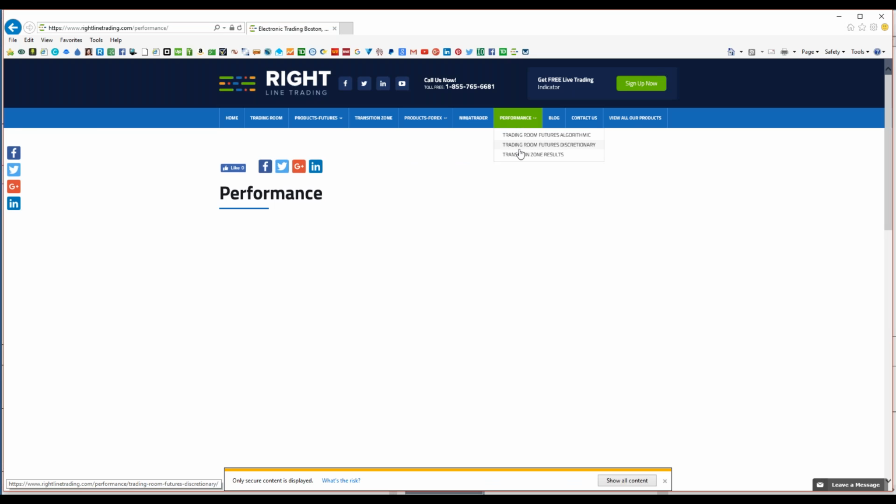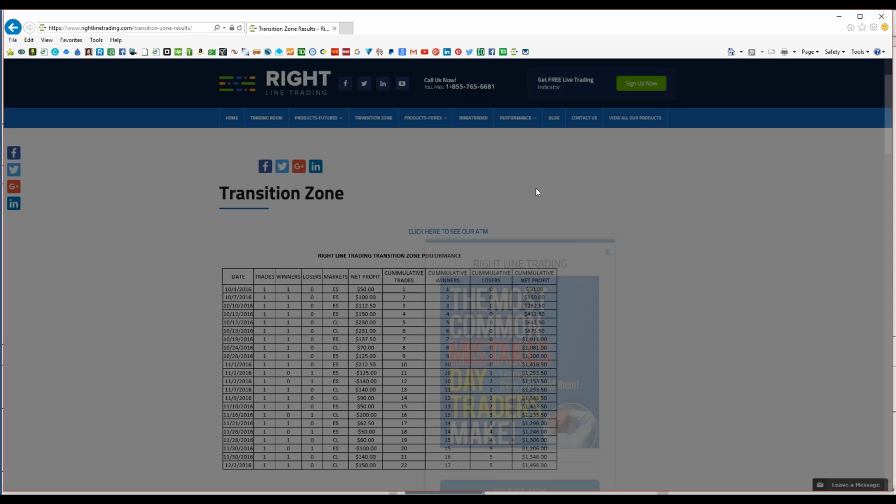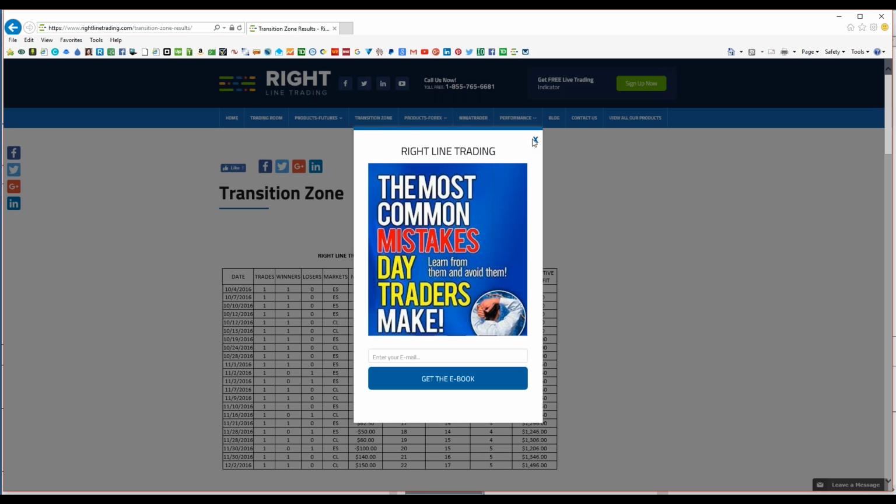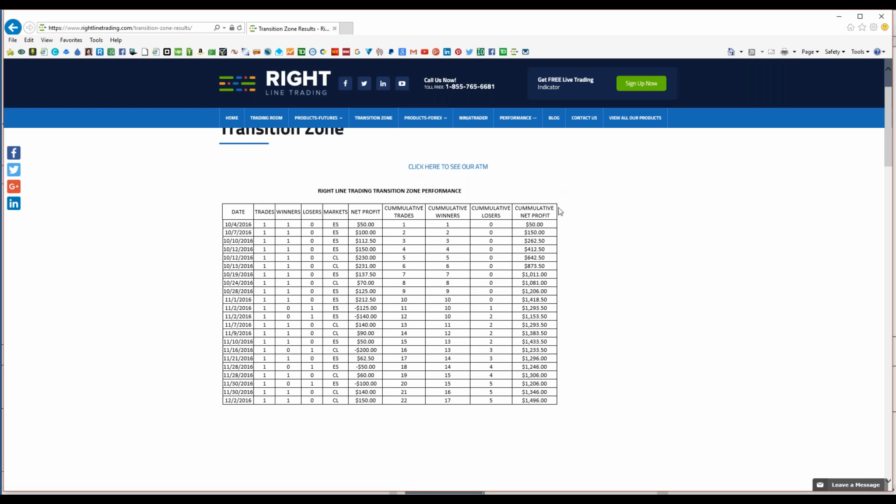But really, what is the stellar part of this? Here is, we have 17 wins and we have 5 losers on the transition zone, which is really amazing. Let me see what that comes out to. And that's 21 trades. So that is a 77% win percentage, which I think is awesome in this trading environment.